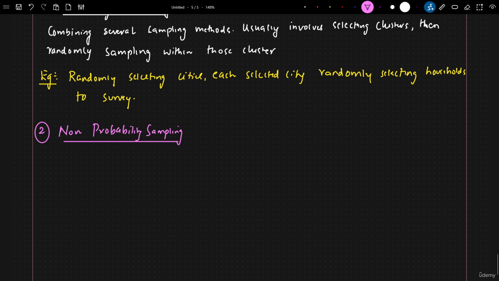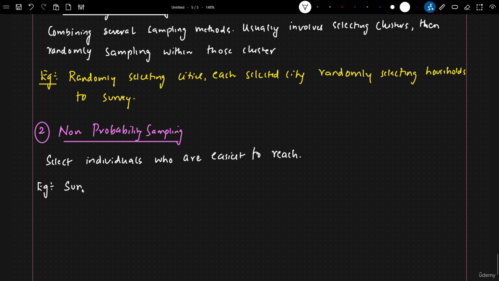So in non-probability sampling, here we select individuals who are easiest to reach. Now this is really important. Who are easiest to reach. Let's say one of the examples will be surveying people at a mall, because many people do visit the mall, and we can just ask anyone regarding their specific survey.